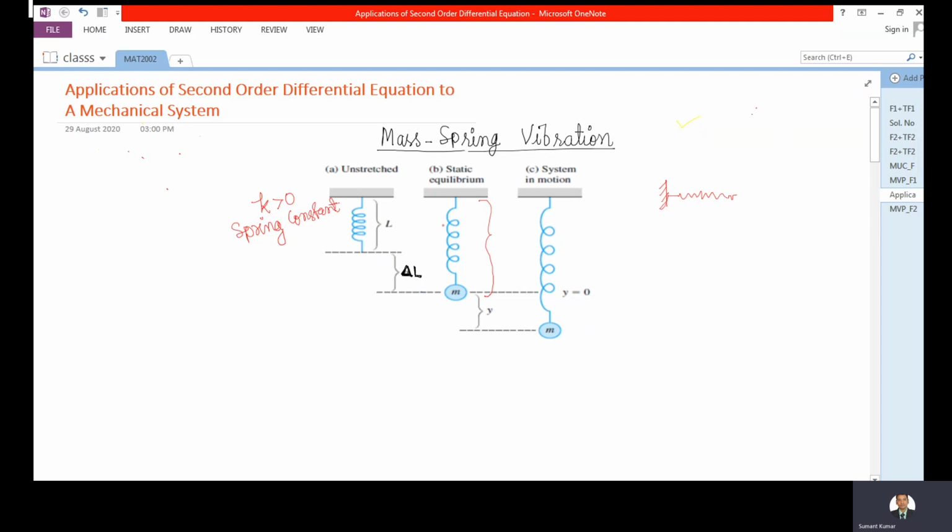Now the mass comes to rest. This object comes to rest in its equilibrium position. So this second figure shows the equilibrium position. This position we may call the equilibrium position.